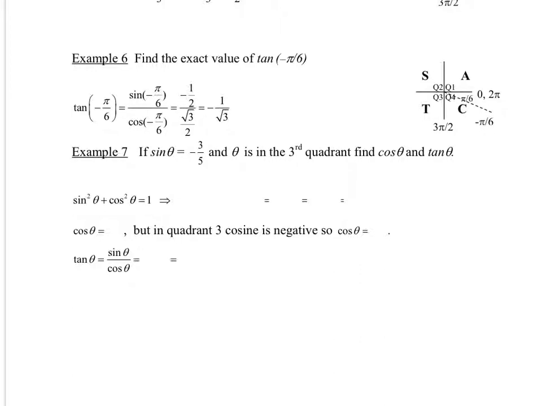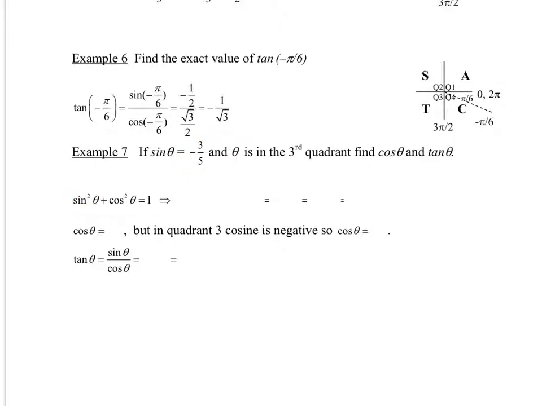And then we have a final example, which is a little bit more difficult. We have to do a little bit more work to answer this one. We're told the sine of something, and we're told where the angle is. And we've got to find out what the cosine and tangent are equal to. Now there's a trick to this. We've got to use this formula here, sine squared plus cosine squared equals 1. We'll plug in negative 3 over 5 in for the sine.